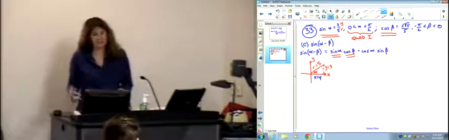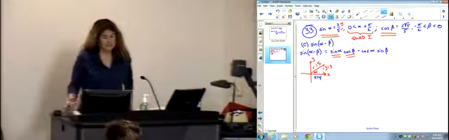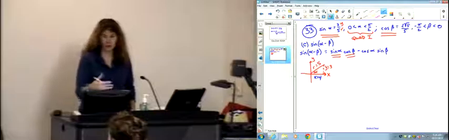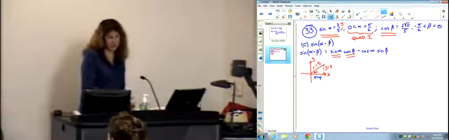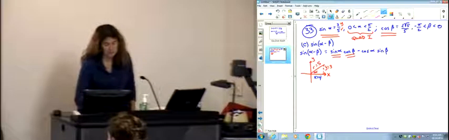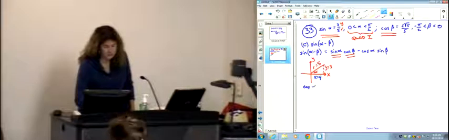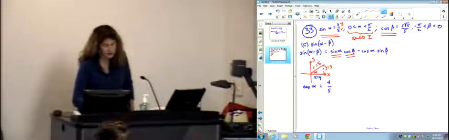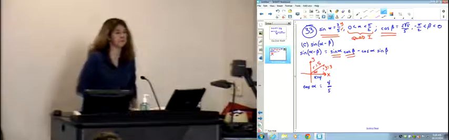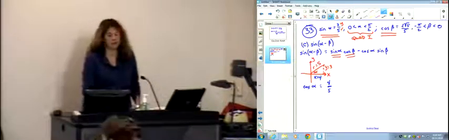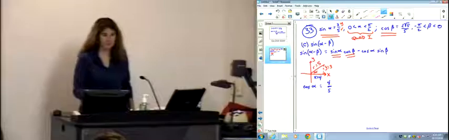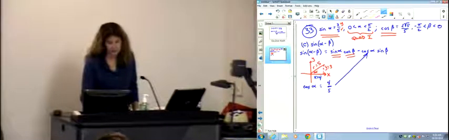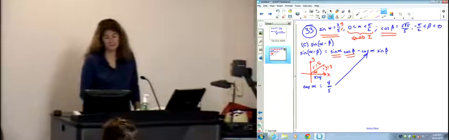3, 4, 5 is one of the common ones. 6, 8, 10, 5, 12, 13. So if y is 3 and r is 5, then x must be 4. If you're not sure about it, you can do x squared plus y squared equals r squared and get there. But the part we needed from this was the cosine of alpha, and the cosine is going to be x over r, or 4/5. Okay, that's what we've got there. We needed that because that's what's going to go there in a few minutes.